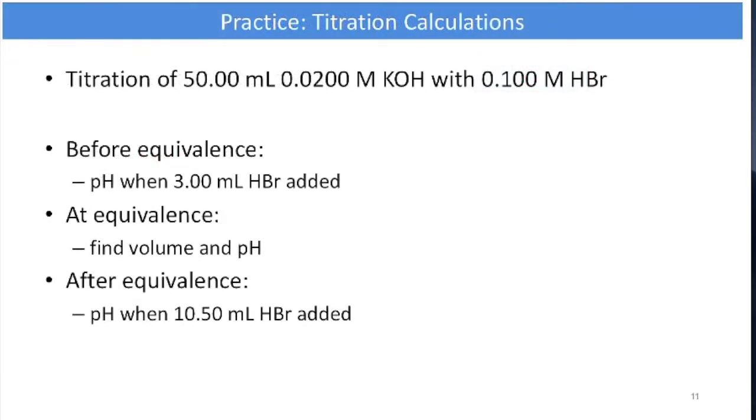So let's just go through this practice question. A titration of 50 milliliters of 0.02 molar potassium hydroxide with 0.1 molar HBr. Potassium hydroxide is the analyte. That's the compound that's in the Erlenmeyer flask. And HBr is the titrant. That's going in the burette. So we'll look at 3 different points on this titration curve. Before the equivalence point, after we've added 3 milliliters of HBr; at the equivalence point; and after the equivalence point, once we've added 10.5 milliliters of HBr.